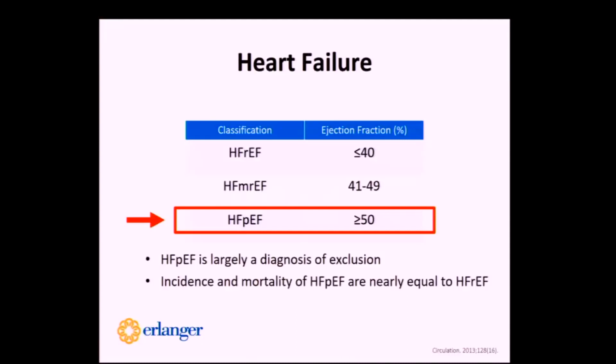So we'll jump into heart failure with preserved ejection fraction, which is defined as an ejection fraction of 50 or greater. This disease state is largely a diagnosis of exclusion, so it's not as clearly diagnosed as heart failure with reduced ejection fraction. However, the incidence and mortality of patients with heart failure with preserved ejection fraction are actually nearly equal to those with reduced. So it's still a very large patient population. We just really don't have that much proven benefit with any specific medication therapy.